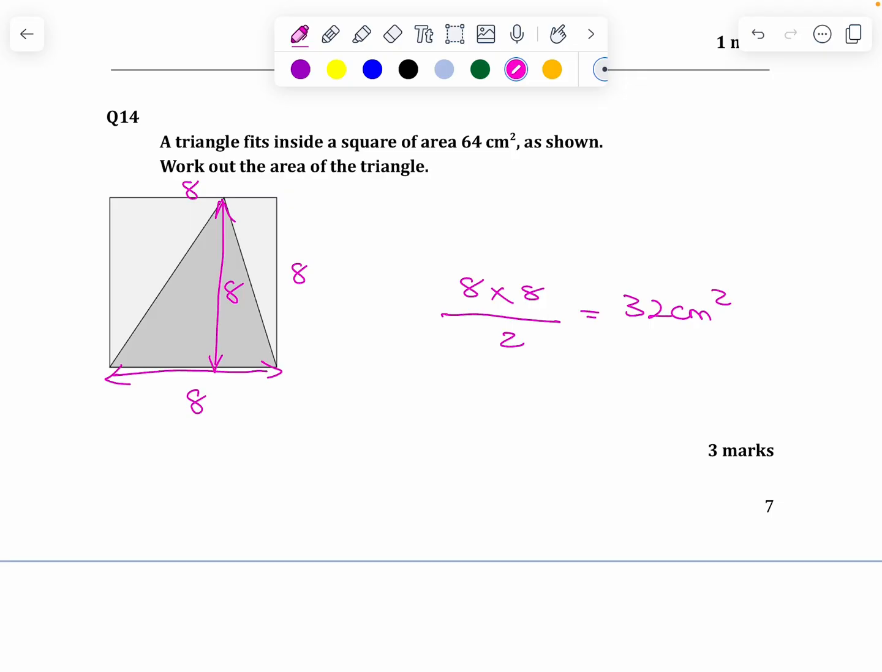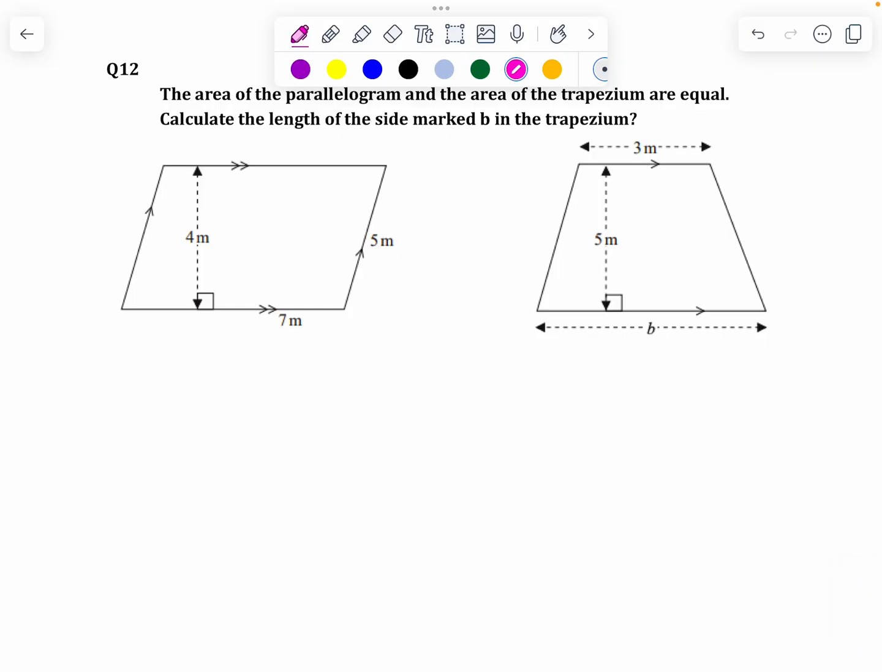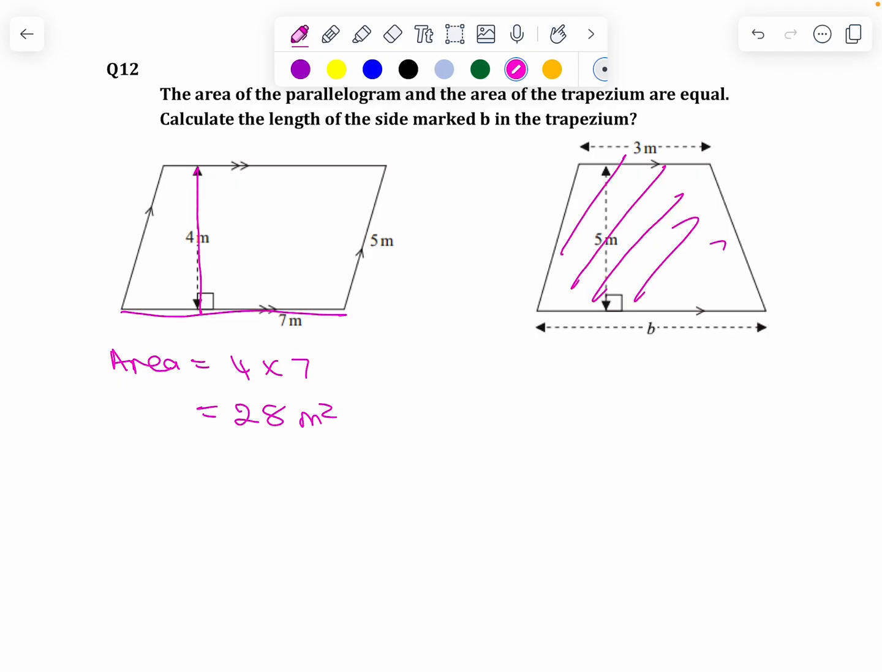Right, so 8. And then last question, which was there to challenge you and to pick out the kind of top students, but I was glad to see that the majority of you tried this. Find the area of the parallelogram first, because it says that the areas are the same. So remember, it's base times perpendicular height, so 4 times 7, so it's 28 metres squared, the area for the parallelogram.